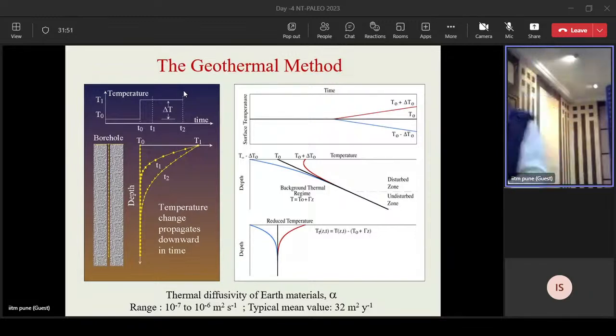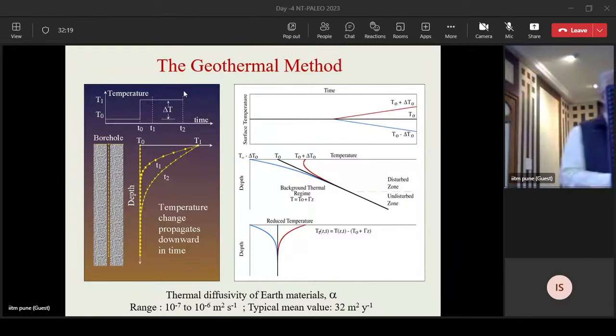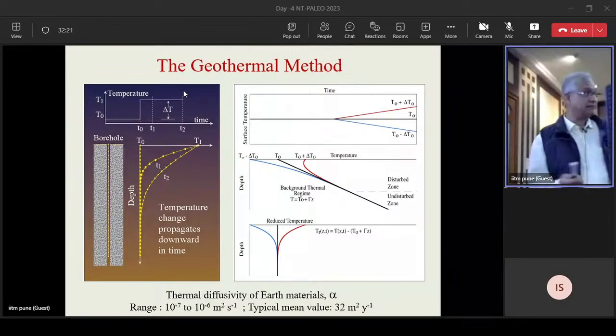The whole process is governed by one very important parameter, that is the thermal diffusivity of the rock or soil. And that thermal diffusivity ranges, for very common purposes, we can use the unit square meter per year. So the typical mean value is about 32 square meter per year. You can also extrapolate it: 32 square kilometers per million years, it's the same.